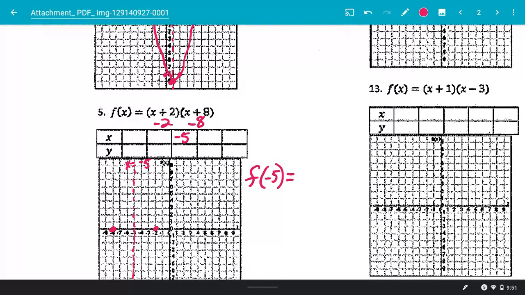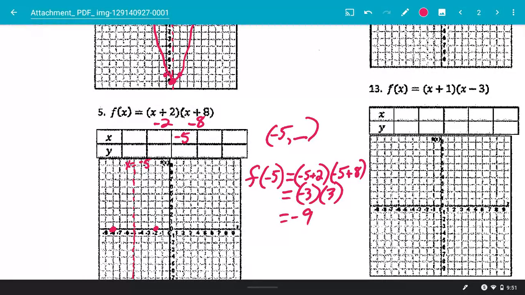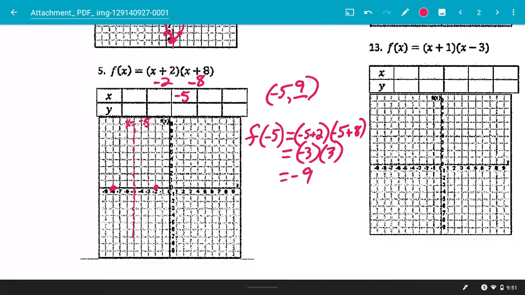So I can find the other half of my vertex. Right now, I know my vertex is negative 5 something. How do I find that something? Plug it in, plug it in. So negative 5 plus 2 and negative 5 plus 8. Well, negative 5 plus 2 is a negative 3. And negative 5 plus 8 is a positive 3. Negative 3 times a positive 3 is a negative 9. So my y value of my vertex is negative 9. Let's plot that.